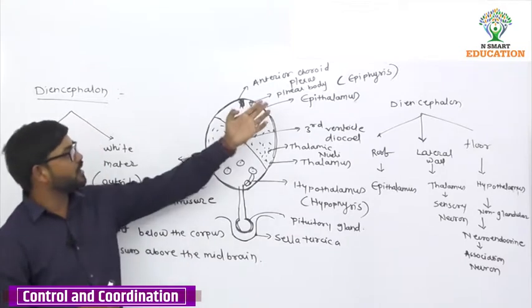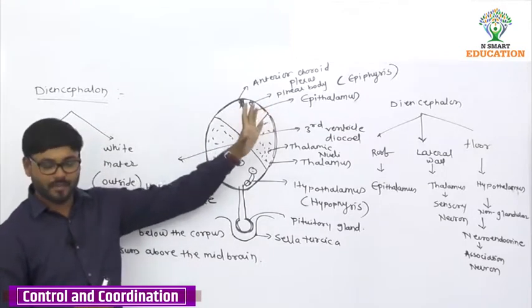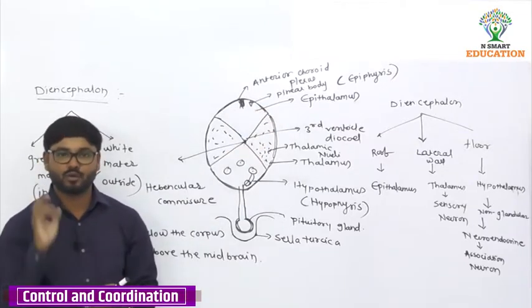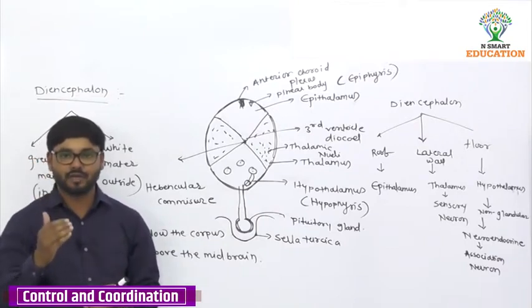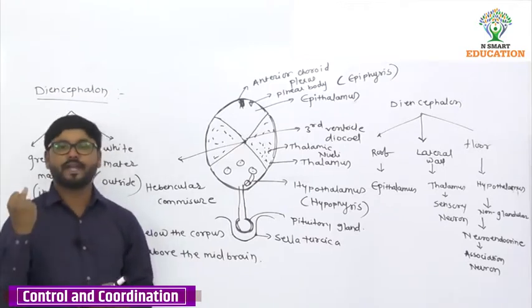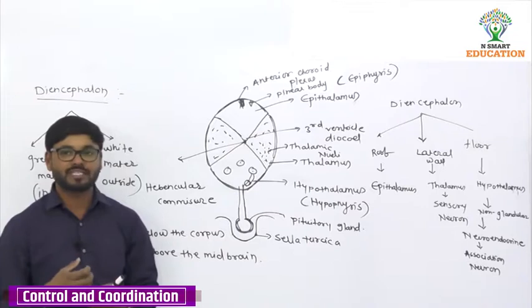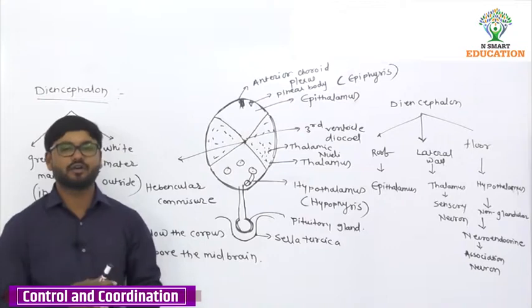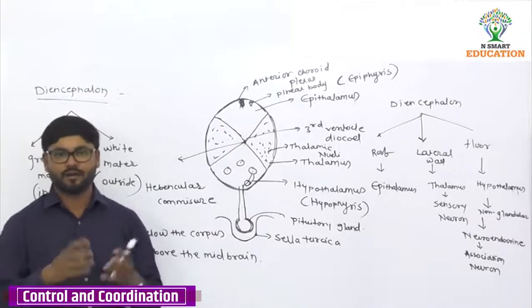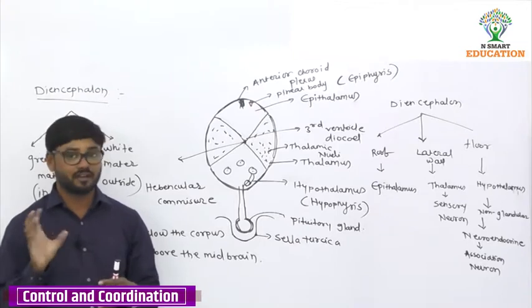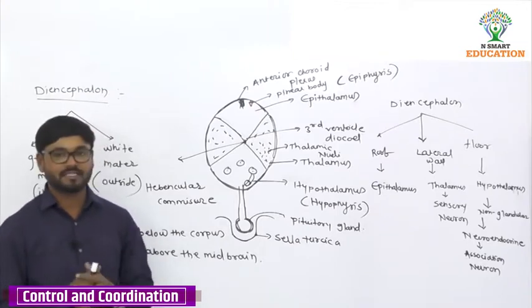Also, I told you about the pineal body, clear. It secretes two hormones, serotonin and melatonin. Serotonin is involved in metabolic activities. Melatonin is also called the sleep hormone; I will tell you exactly why it is called the sleep hormone. Also it performs the biological cycle, also called the circadian cycle. Okay, so this is about the diencephalon.